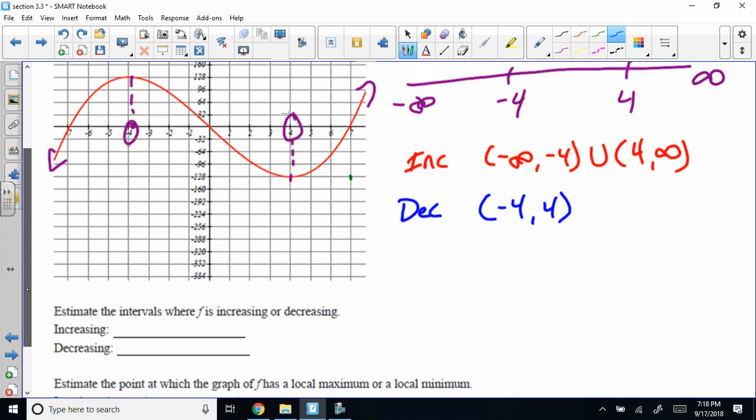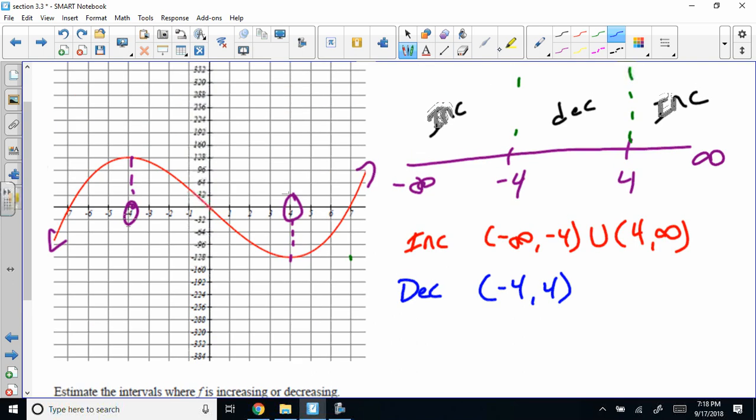All right, so let's look at this. All they're wanting is a point, right? So what's this point? Let me highlight this. They want that point there, and they want this point here. So what is that really? Yeah, -4, 128, right? And then what's this? 4. Yeah, there you go. So this is your local max. And then this is your local min.